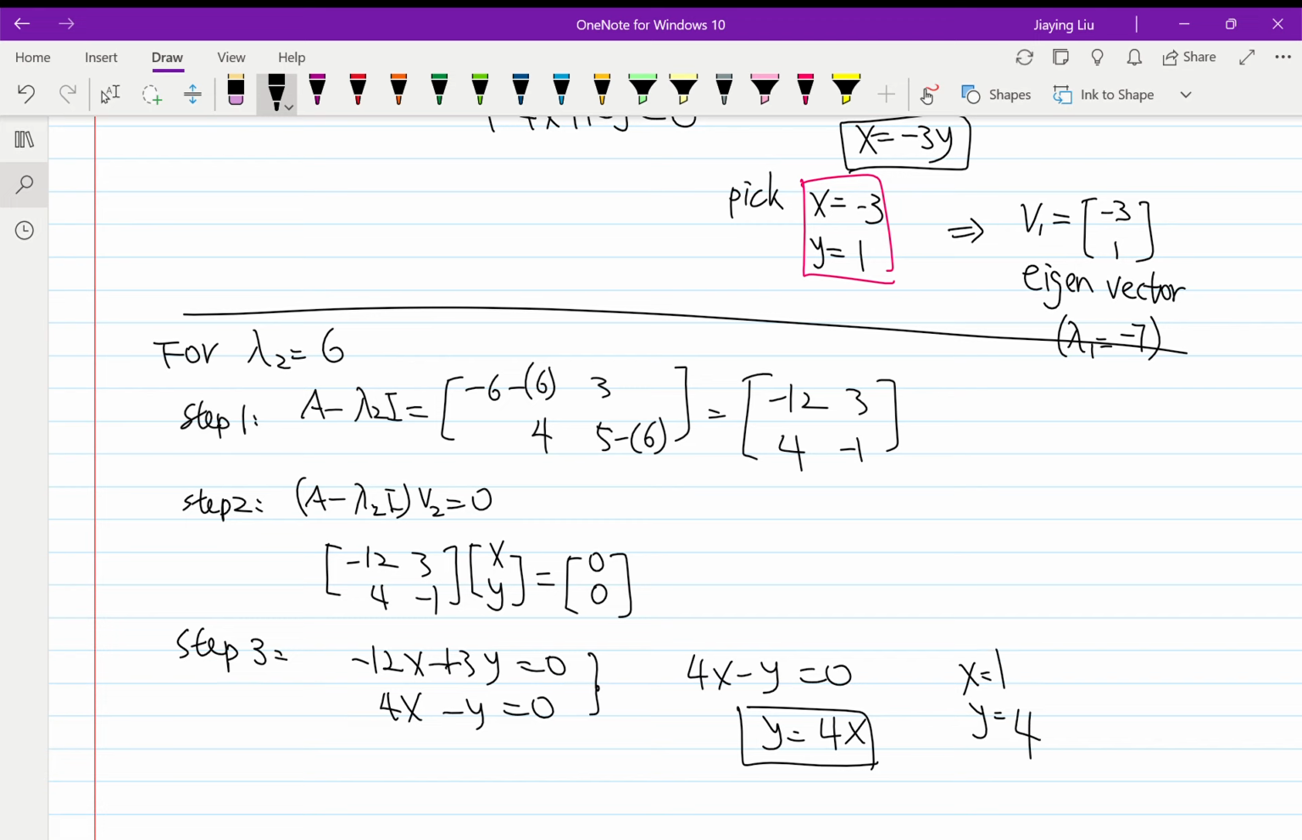That's fine. If you pick x equals -1, y equals -4, that's also okay. So v2 equals 1, 4. This is the eigenvector for the second eigenvalue lambda 2 equals 6.